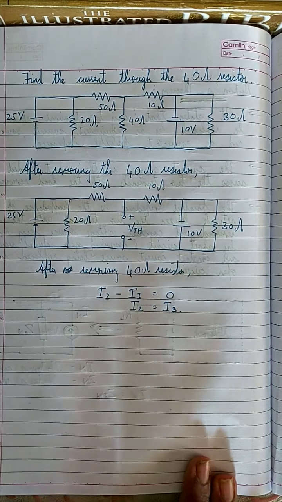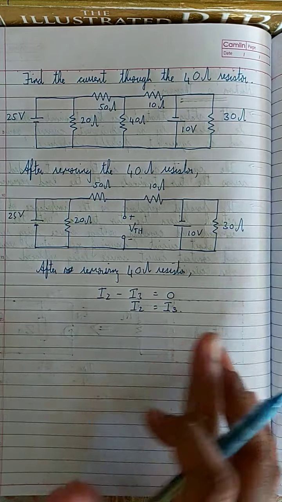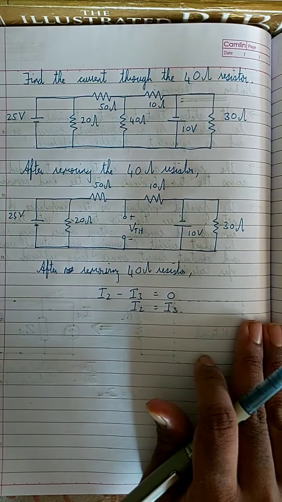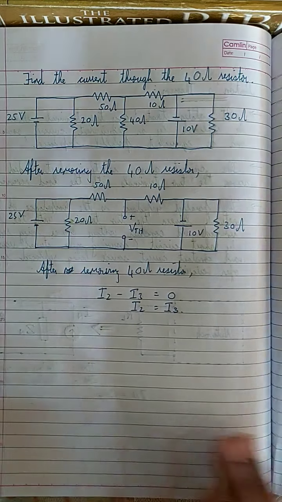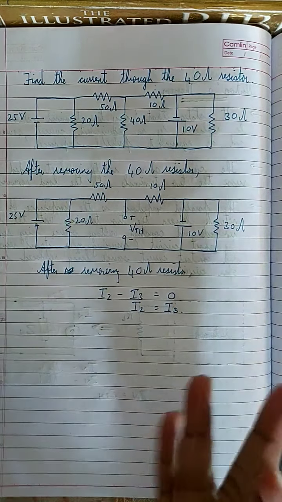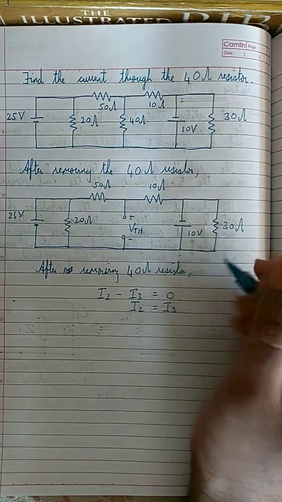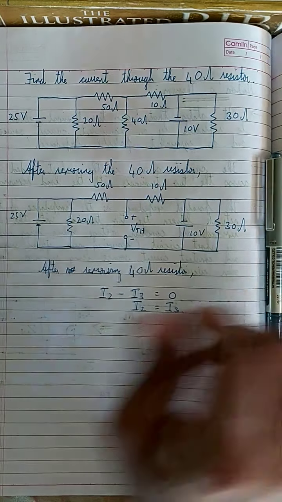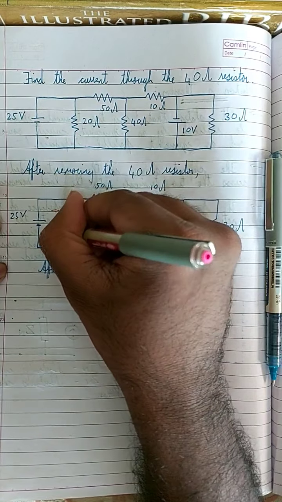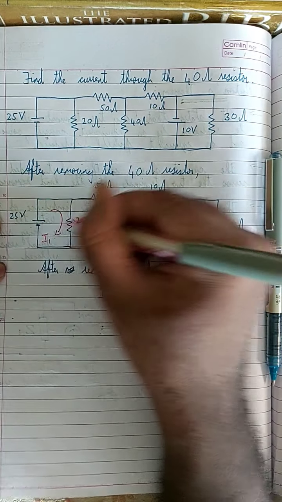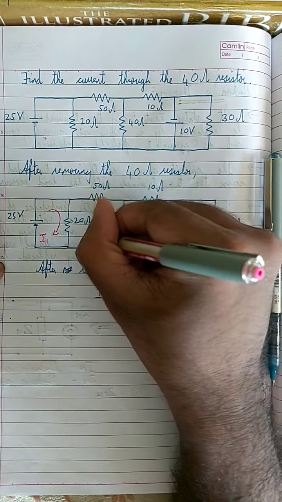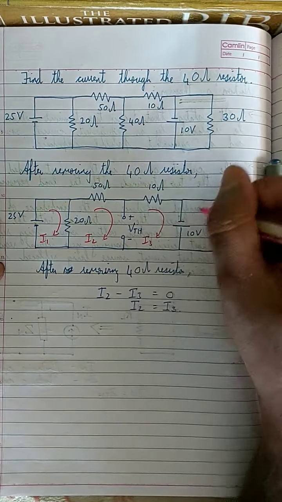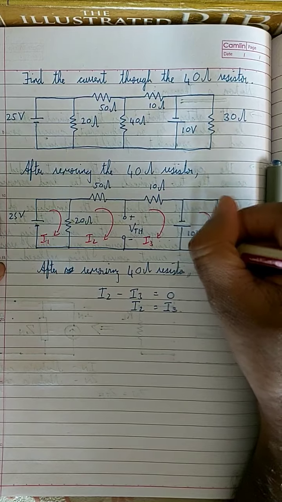Now I'm going to apply mesh analysis like a normal method, and wherever I see I3, I will change that to I2. That's all. Okay, so let me mark the mesh currents first. This is I1, this is I2, this is I3, and this is I4.